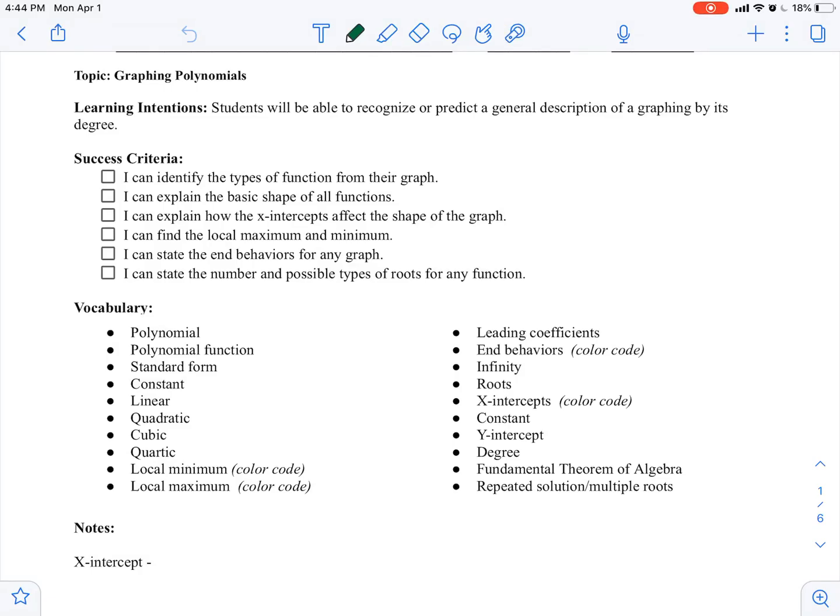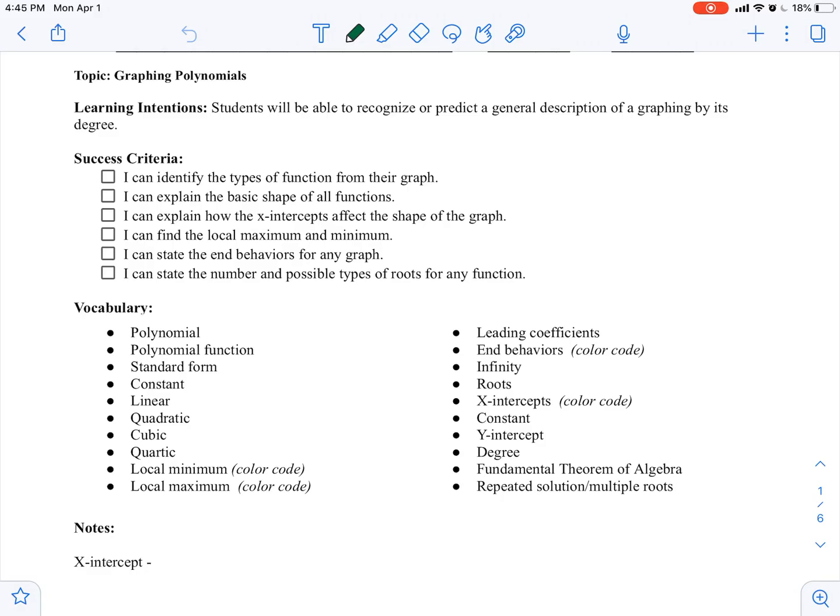Okay, so we're going to get started. This video is going to talk about graphing of all different kinds of polynomials. And we're actually going to just start at the beginning and go through and show you how it makes a pattern of the different graphs, going all the way from lines up to cubics. So let's go ahead and get started.